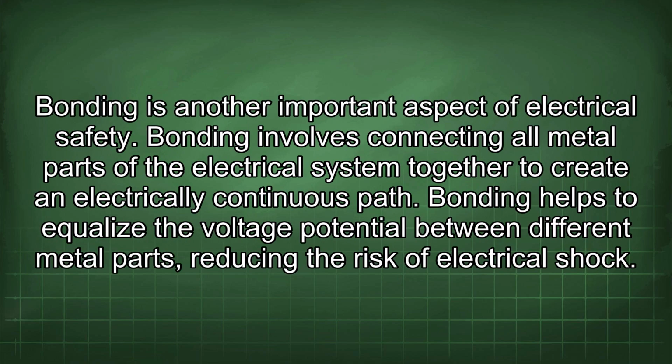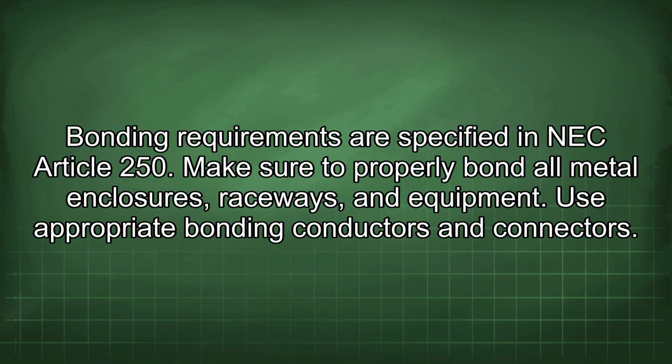Bonding is another important aspect of electrical safety. Bonding involves connecting all metal parts of the electrical system together to create an electrically continuous path. Bonding helps to equalize the voltage potential between different metal parts, reducing the risk of electrical shock. Bonding requirements are specified in NEC Article 250. Make sure to properly bond all metal enclosures, raceways, and equipment. Use appropriate bonding conductors and connectors.